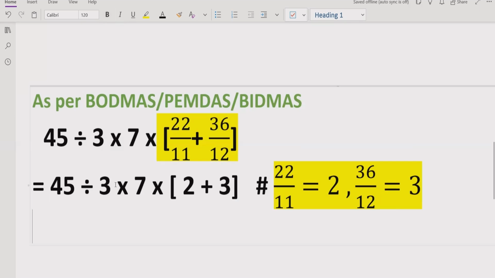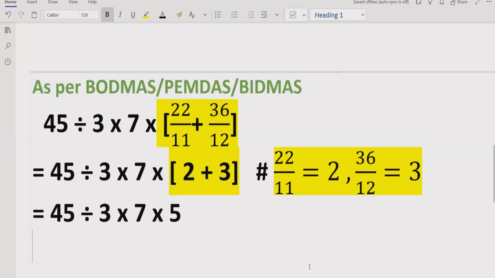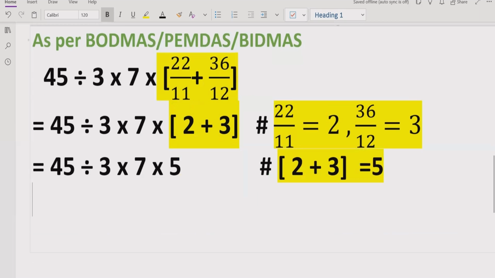And again, this part has parentheses, so we will solve this part now. Again, we will write the other terms as they are. And here we will get 2 plus 3 is 5. So here we have the answer 5. So now we will write that this is equal to 5. Now we will move forward, and according to the rule, first we have to solve the bracket. Now we do not have any bracket in our expression.